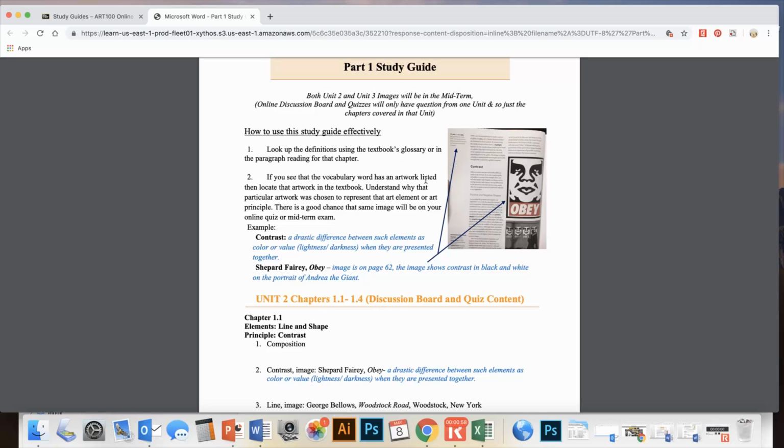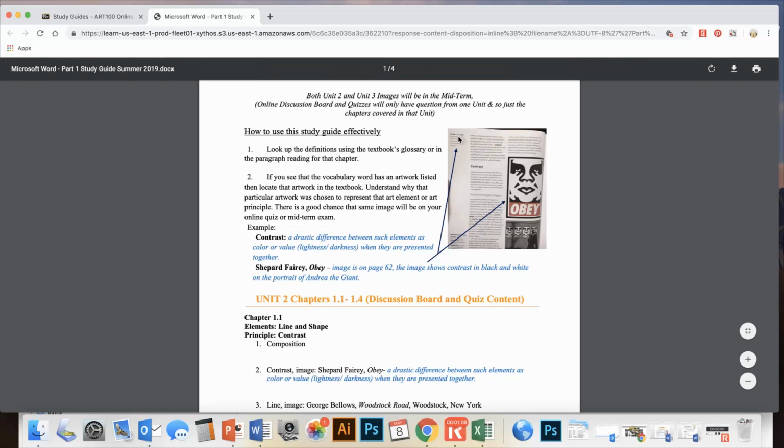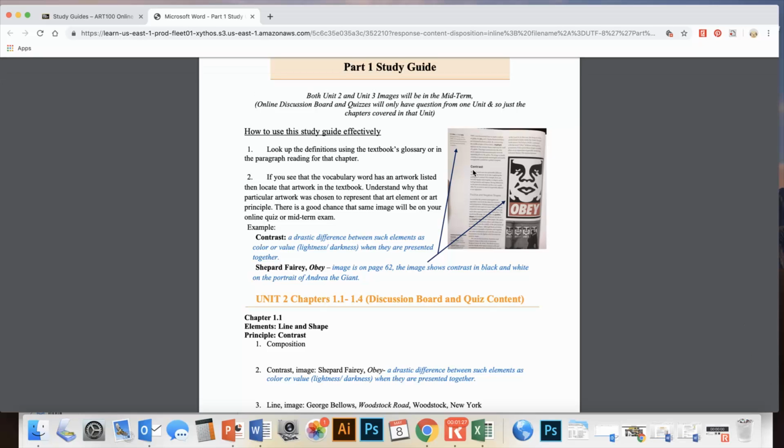And the way this works, and this is what the example means, is that, for example, Shepard Fairey's the artist, the title is Obey, and all of that is right here in the margins. Here's the image of Obey. So what you need to understand is, why did your book use this image to explain the principle of art known as contrast? Like, what's the relationship between contrast and this artwork?